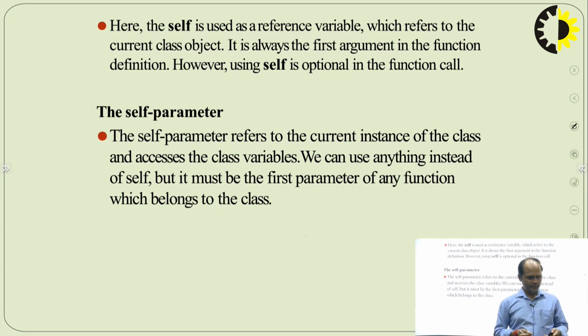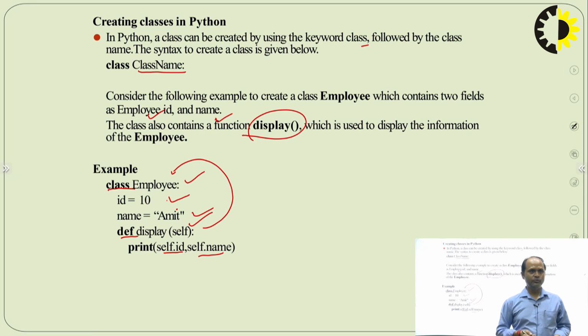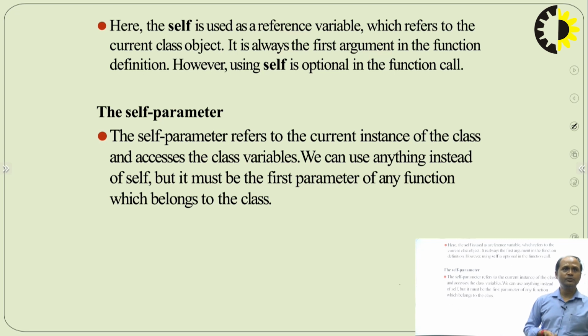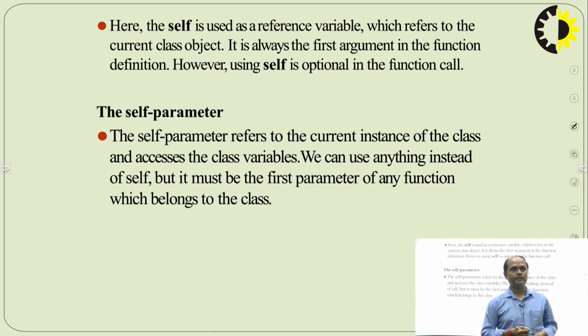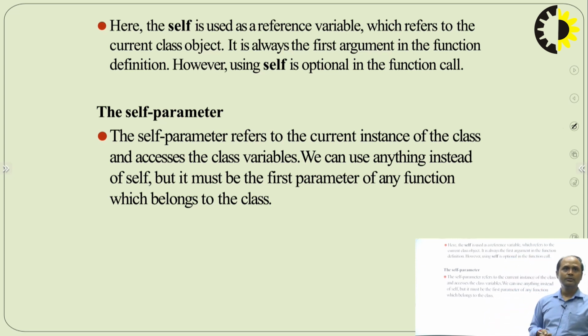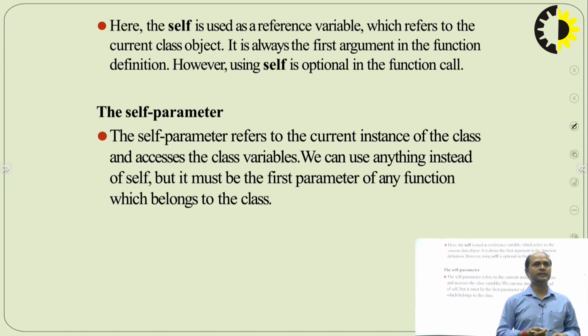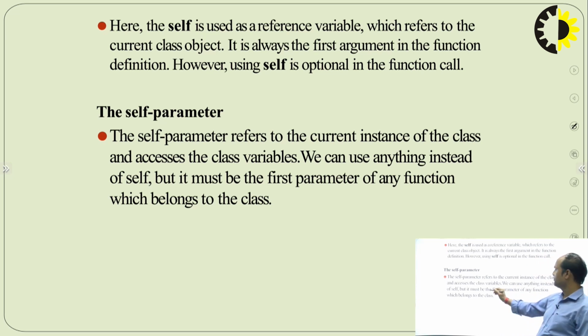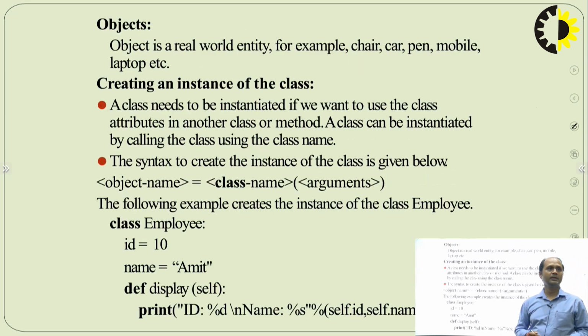What is self in this particular example? Why do we use self? We can use other variable names, but self is used as the reference variable which refers to the current class. It is always the first argument in the function definition. Using self is optional in the function call. You can use it, or you can directly use the class name. The self parameter is the current instance of the class and accesses the class variable. We can use anything instead of self, but it must be the first parameter of any function that belongs to that particular class.